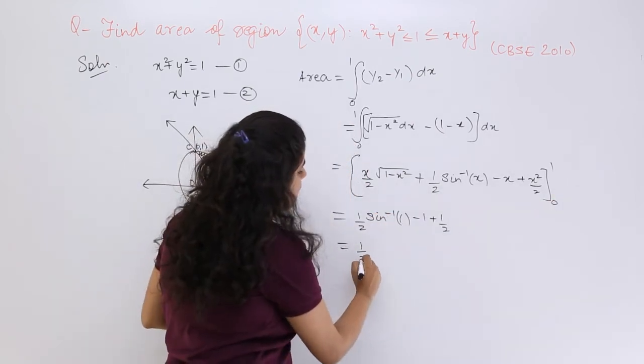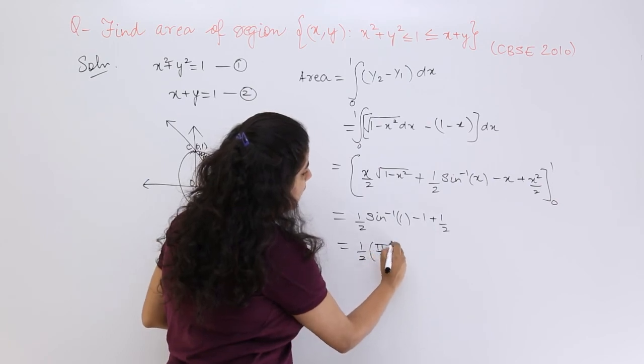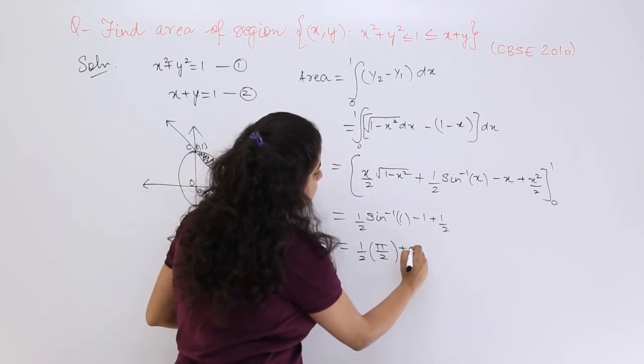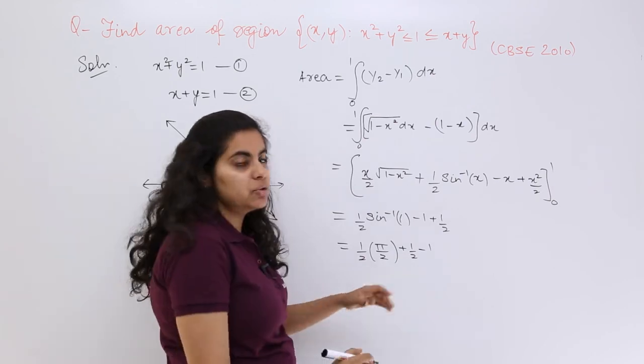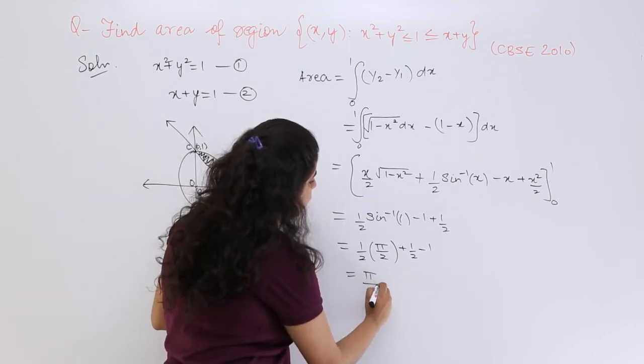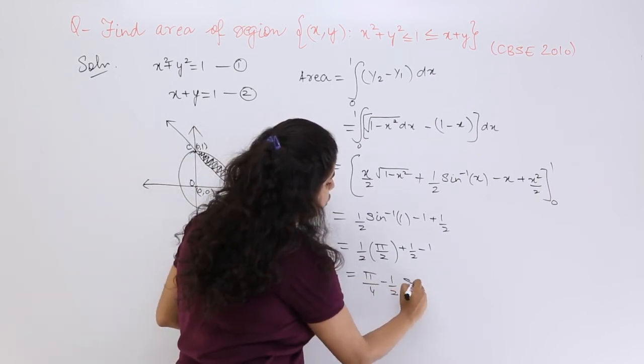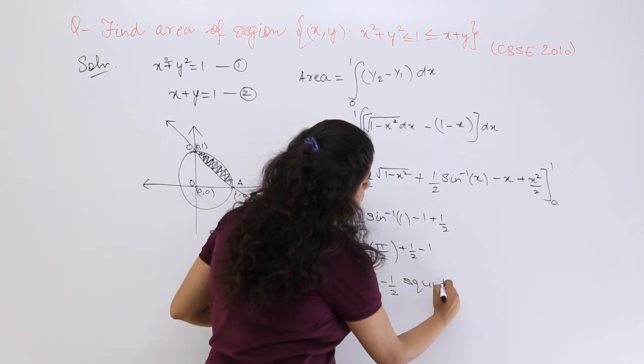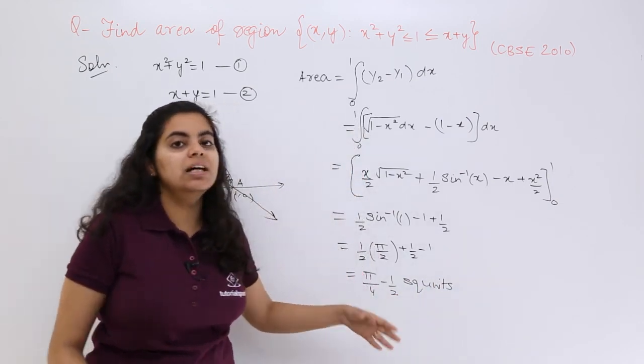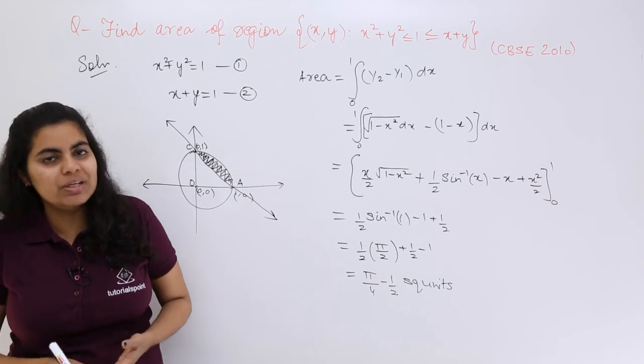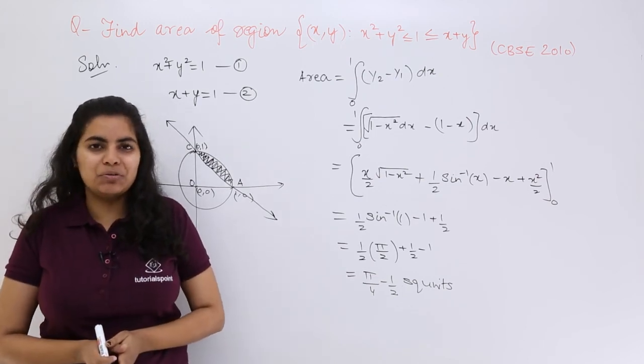So what is the answer? 1 by 2 sine inverse 1 is pi by 2 plus 1 by 2 minus 1. When you solve it, you get pi by 4 minus 1 by 2, and since it is area, you have to name the answer with some units, and that would be square units. So this is how you do this kind of a question.